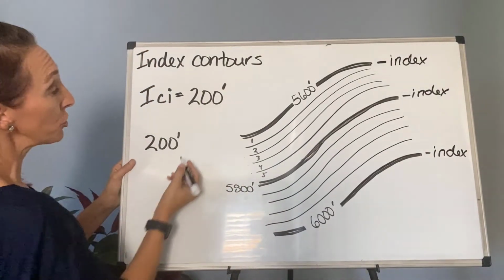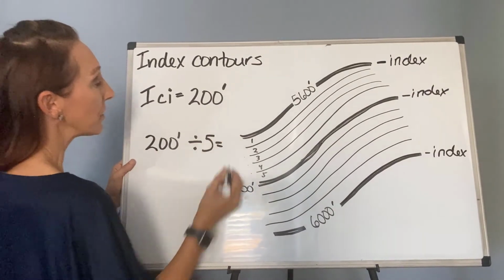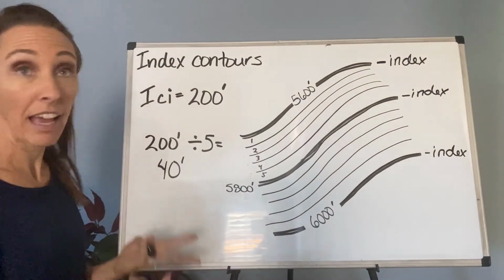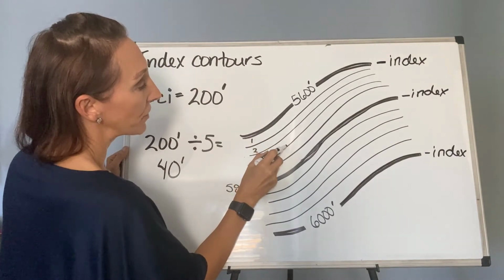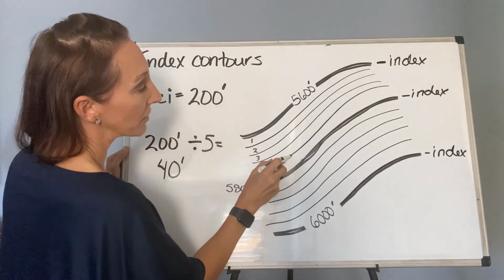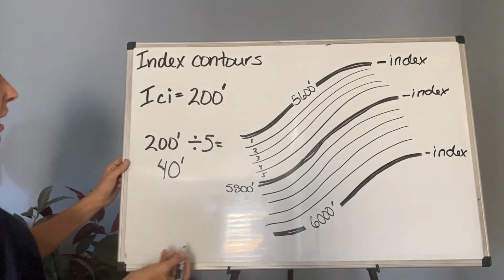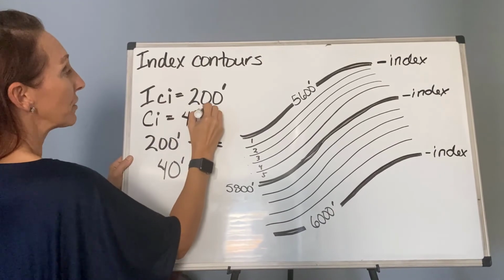And so now if I take 200 and divide that by the number of spaces, so 5, that is going to get me to 40 foot. So let's test that. We have 5,640, 5,680, 5,720, 5,760, 5,800. So that works now. So now my contour interval is going to be 40 feet.